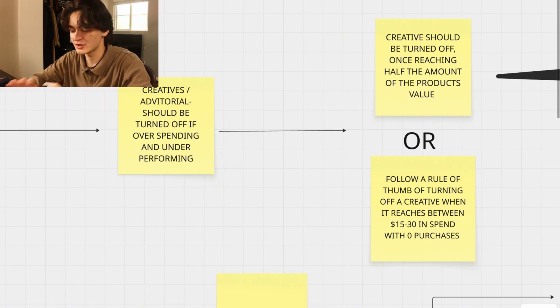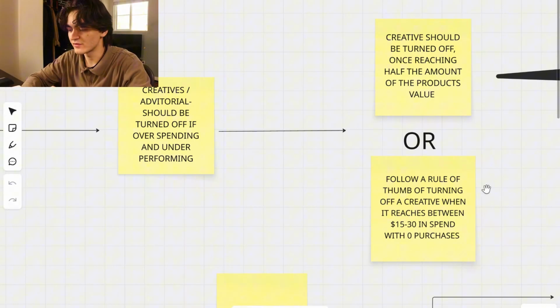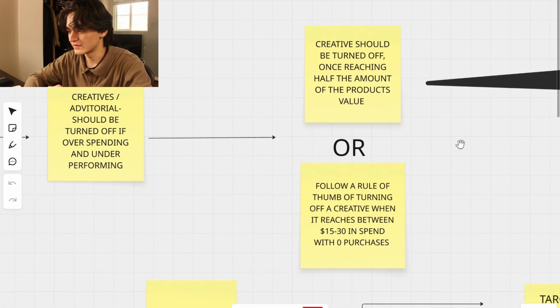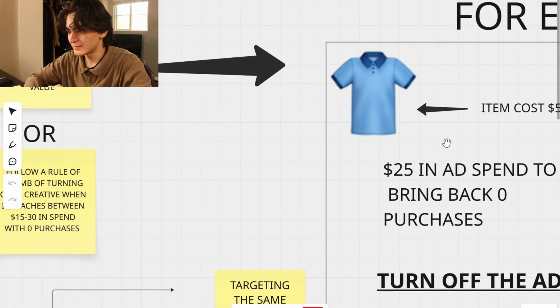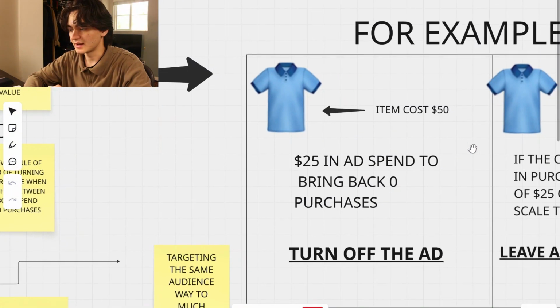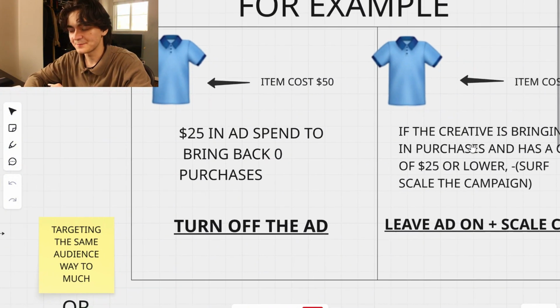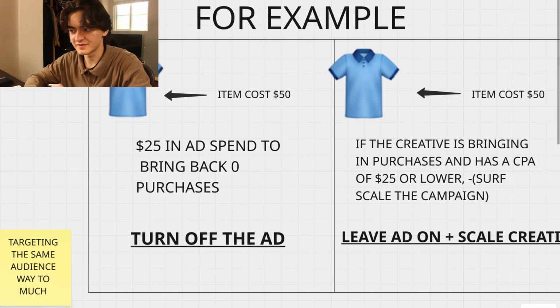This is not a super strict rule because if you are selling a high ticket product, you may need to spend more to have more impressions and more reach. But as a general rule for most e-commerce and clothing brands, this is a pretty good rule of thumb. Now, we're going to go over a quick little example. If your item costs $50 and you spent $25 in ad spend and it brought back zero purchases, turn off the ad.